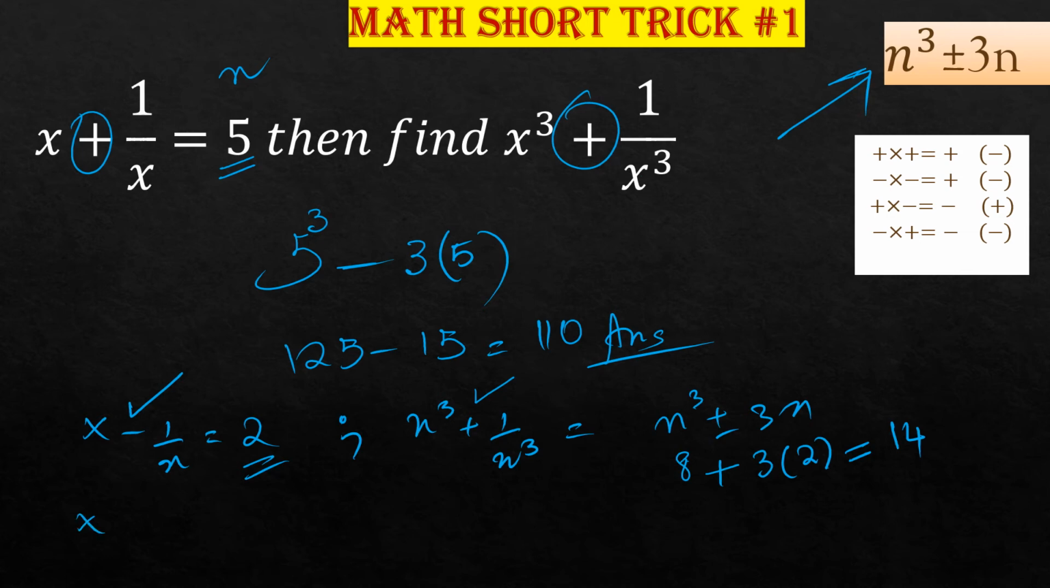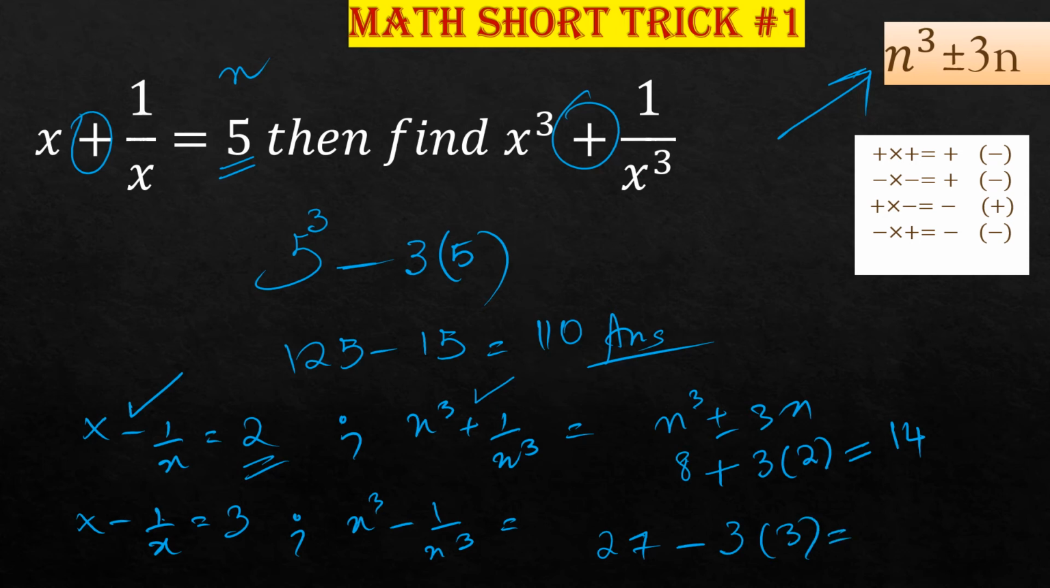Now let's suppose it gives you x minus 1 over x equals 3, find x cube minus 1 over x cube. What you will do in this case? Here n is 3, so 3 cube means 27. Minus times minus gives you plus, so you have to write the minus sign. And 3 times n, that is 3 times 3, 9. 27 minus 9, the answer is 18.